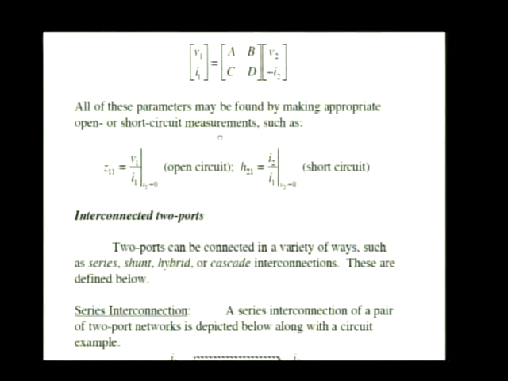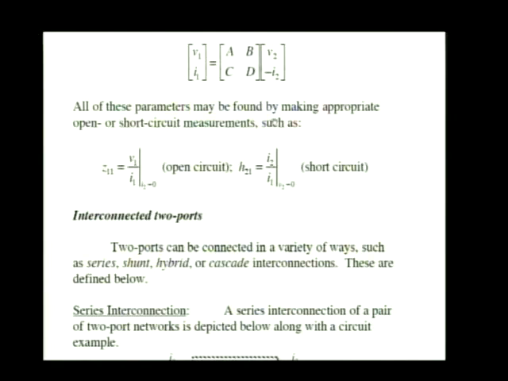Okay, now, these parameters are both defined and can be found in terms of very simple formulas. There are simple formulas for all of the H parameters and Z parameters and Y parameters and ABCD parameters, and corresponding simple measurements that you can make in the laboratory to measure all of these quantities for any given two-port network.